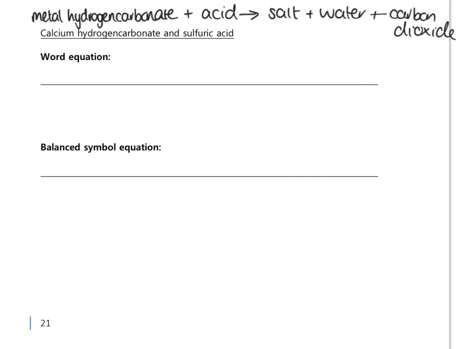So when writing the word equation for any of these type of reactions, or when asked to write the balanced symbol equation, you should always start with the word equation anyway. But what I need to do first of all is work out what my products are. So that's where the general equation always comes in handy. So I've written that above. So our metal hydrogen carbonate in this case is calcium hydrogen carbonate.